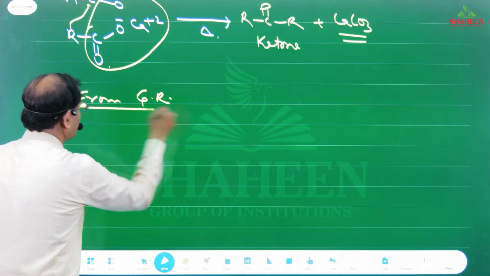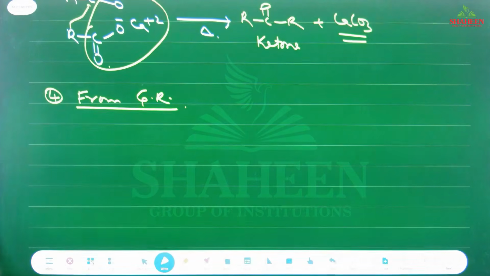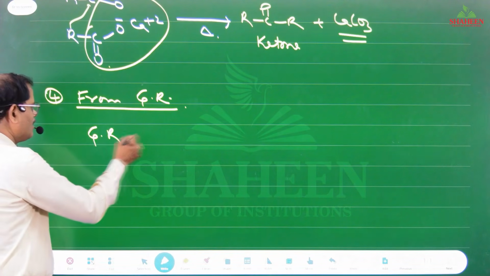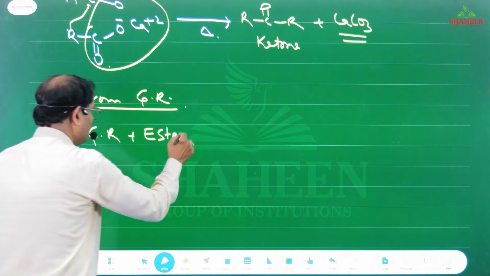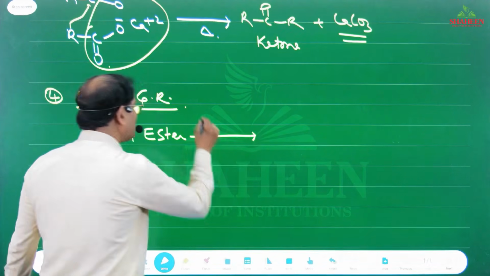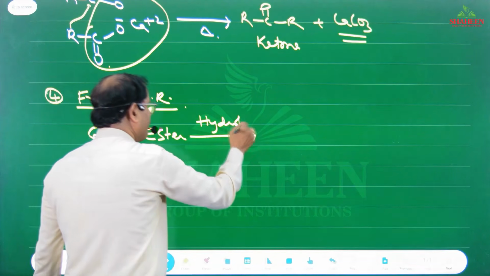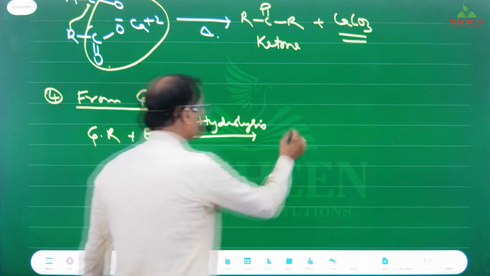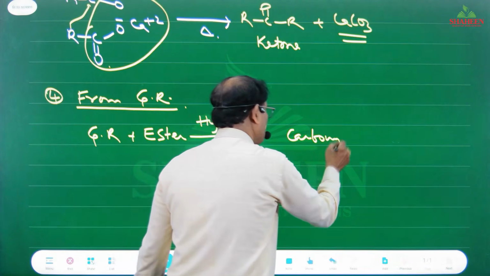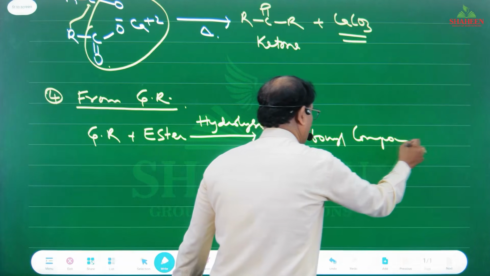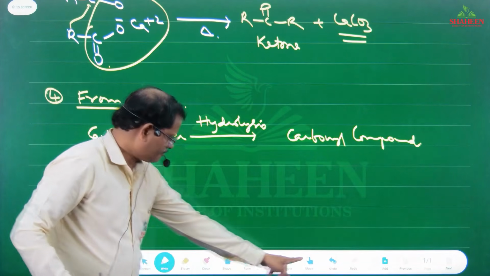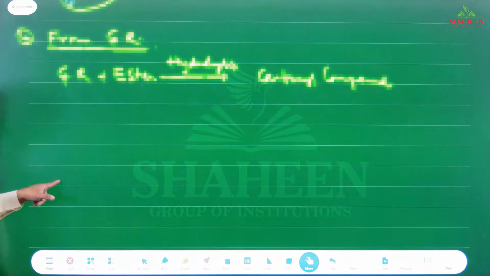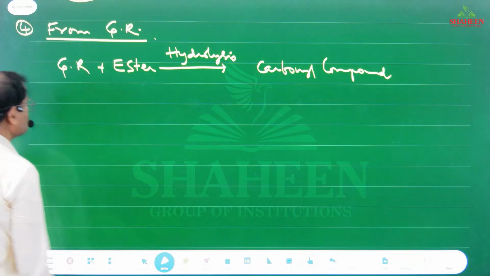GR, Grignard reagent. Grignard reagents, when added to esters followed by hydrolysis, can give carbonyl compounds.